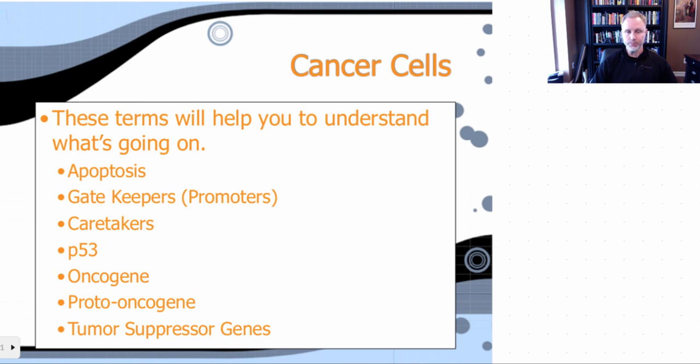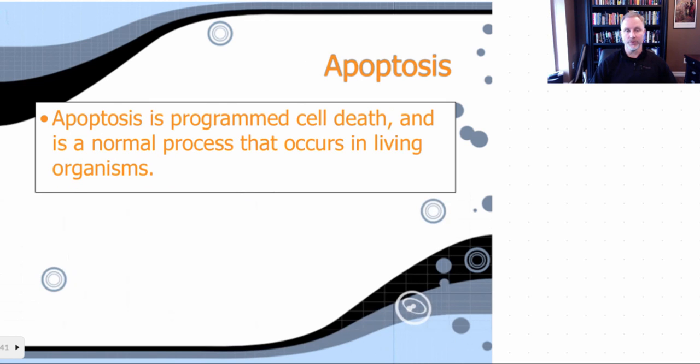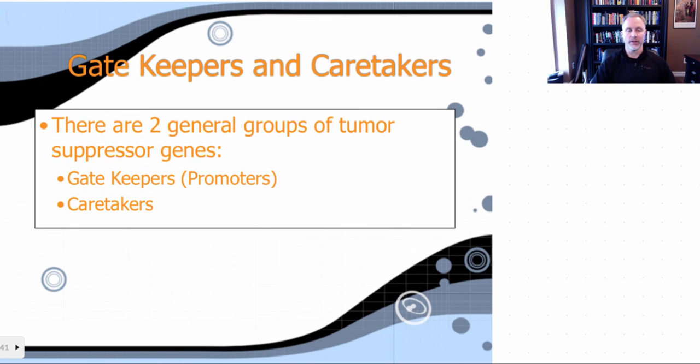Okay, so when we're looking at these terms, we're going to talk about apoptosis, gatekeeper cells, caretaker cells, the P53 gene, general oncogenes and proto-oncogenes, as well as tumor suppressor genes. Okay, so apoptosis, hopefully you know this by now, this is programmed cell death. This is the normal process that occurs during cell growth and division, just to ensure that these faulty cells don't divide. Any error that occurs, apoptosis should ensue and prevent the spread of this faulty organism. So this is a normal process within living organisms.